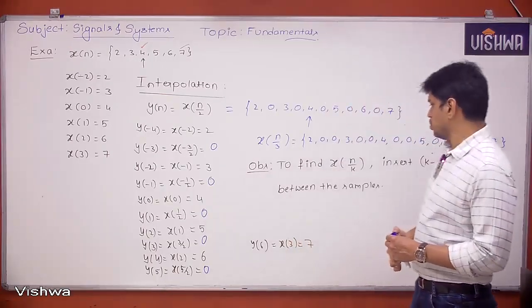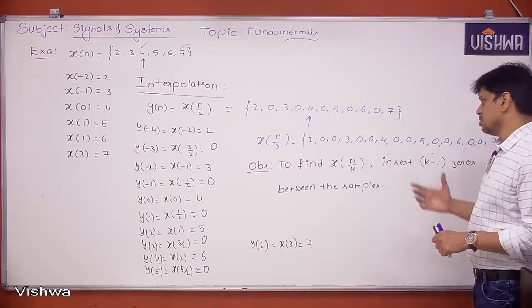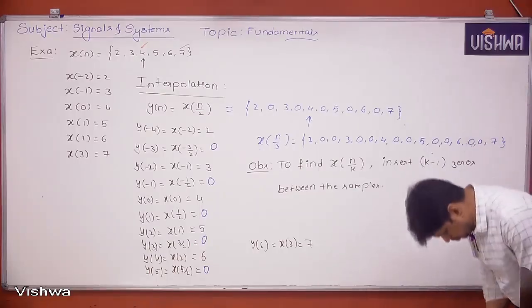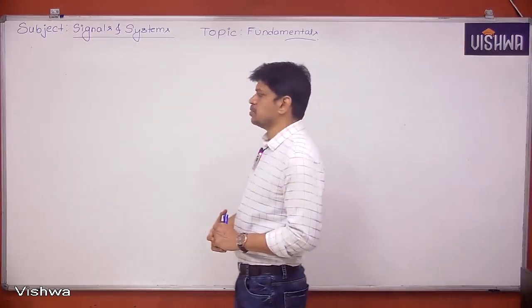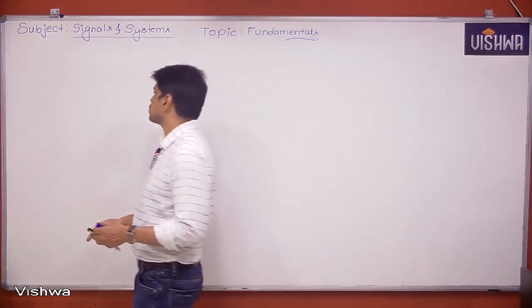That's what we can do. To find x of n by k, insert k minus 1 zeros between the samples. That is as simple as that. Okay, take it. Here, one very important observation we have to make. What is that observation? Try to see.